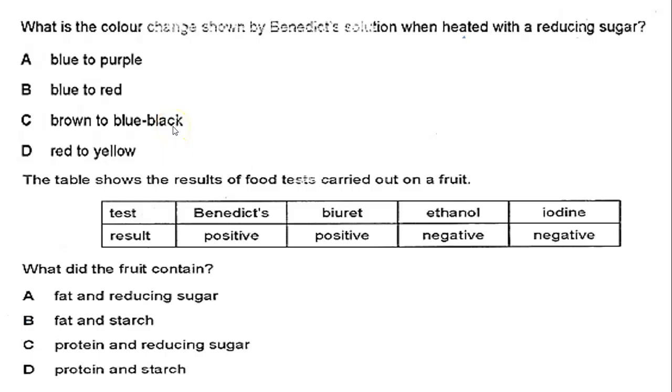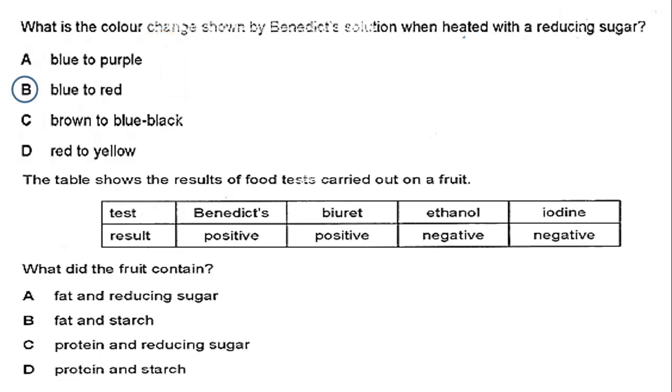What is the color change shown by Benedict solution when heated with a reducing sugar? So when you heat the Benedict with a reducing sugar, what do you get? Benedict reducing, BR. So the color will change again, BR, from blue to red. So the answer is B.